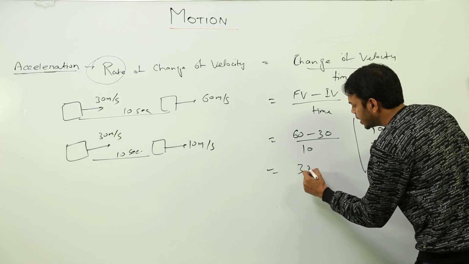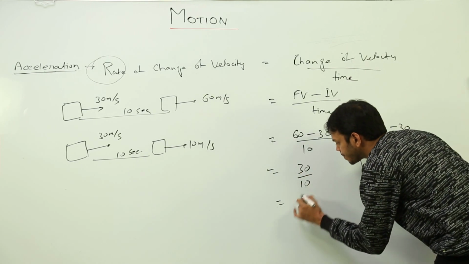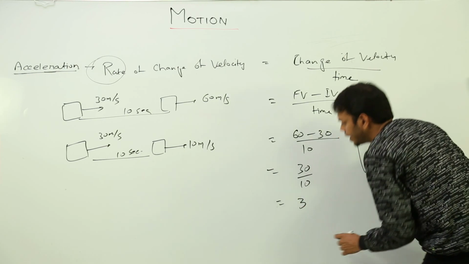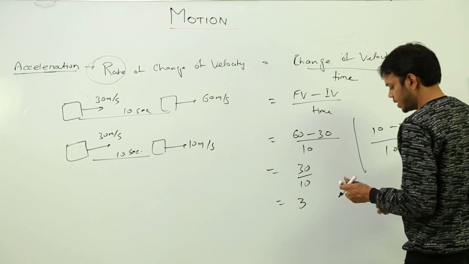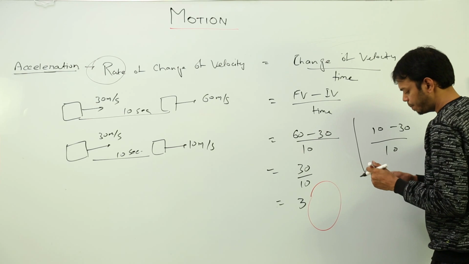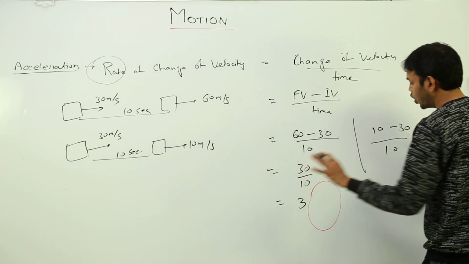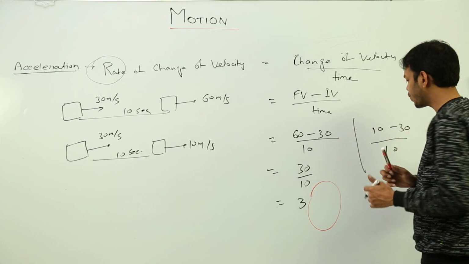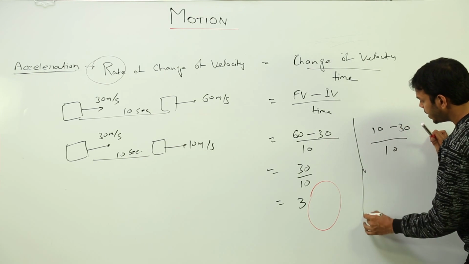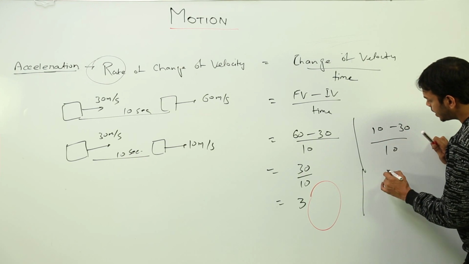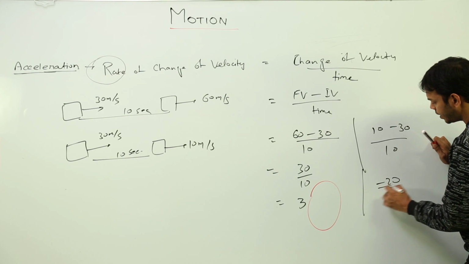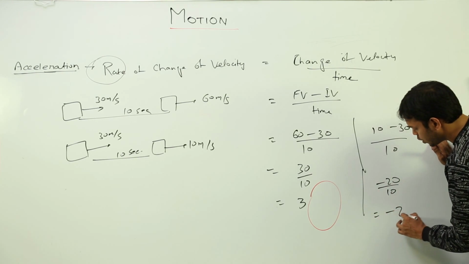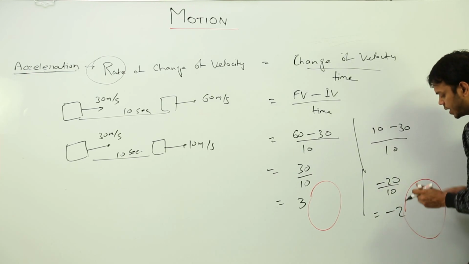This becomes 30 upon 10, which is 3 upon 1, that is 3. I'll give you the units in a while. So let me write a big 0 so that I'll write the units. I want you to know what is the importance of units. And here it will be 10 minus 30, which is minus 20 upon 10. That means minus 2 units.